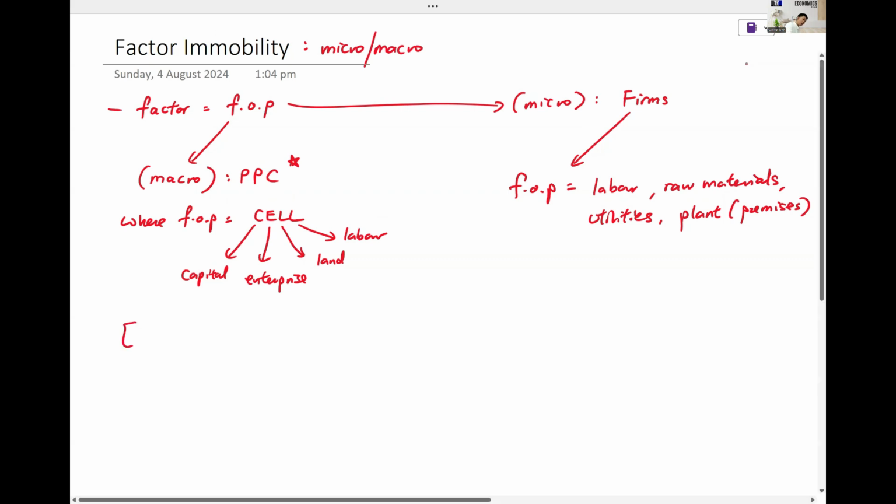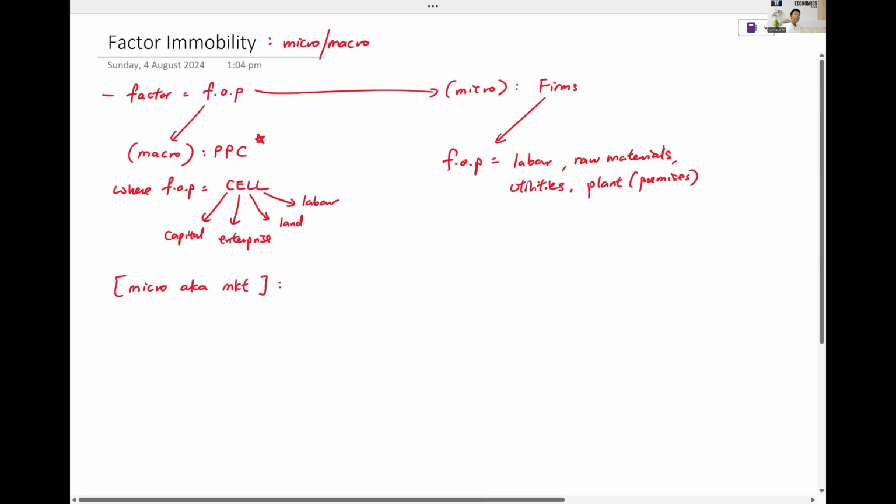Maybe from a more micro, aka a market perspective. Okay. In fact, do you remember seeing this term on factor immobility under DDSS? Where? Very, very long ago, when we went through PES factors. PES is less than 1 if factor mobility is low.